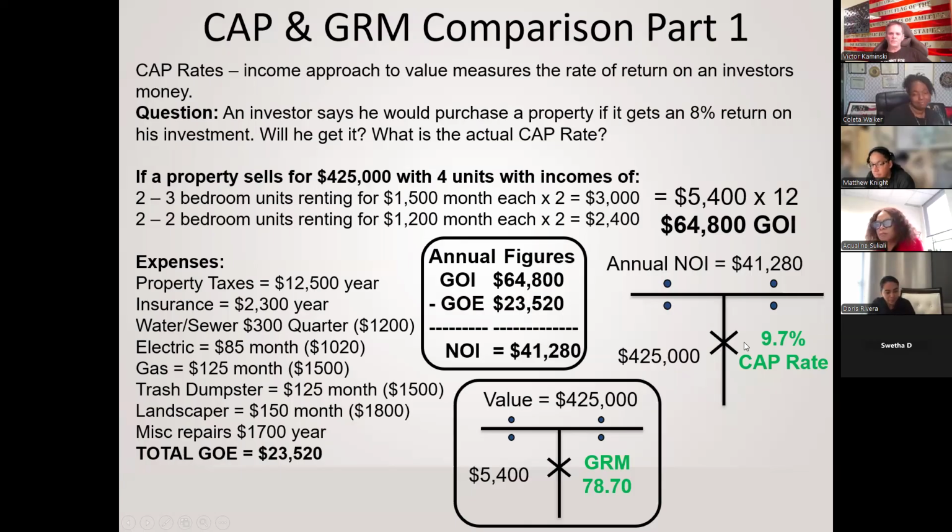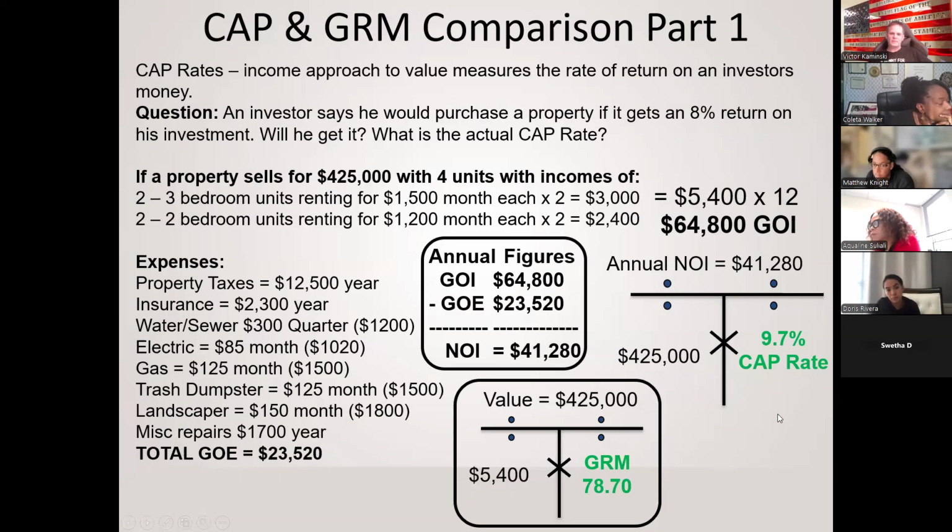We just need to know what numbers to plug into the T formula to figure out the cap rate and what numbers we need to plug into the reverse T formula to figure out the GRM. Okay, it's annual net and the value to figure out the cap rate, the value up top, and the gross monthly income to calculate the GRM.